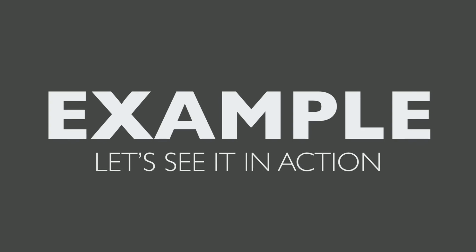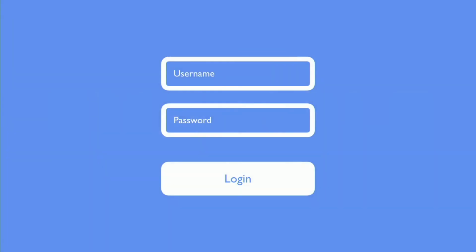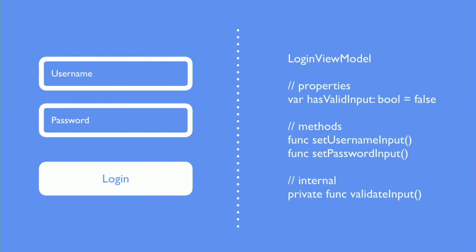So here's a basic example. Suppose we're tasked with building the login feature of our application. We have a simple UI with a couple of text fields and a button. And here's our corresponding view model in pseudocode. Let's assume that we have simple business rules and that our username and password fields must contain something, any value, before we enable our button. Since our initial values are empty, our hasValidInput Boolean property is set to false. Therefore, our button's in its disabled state.